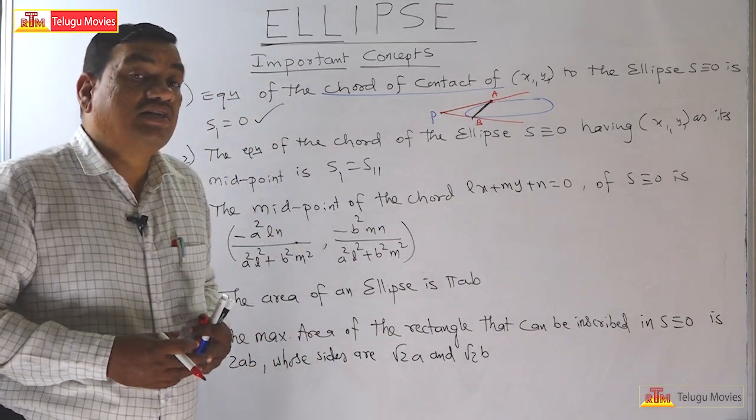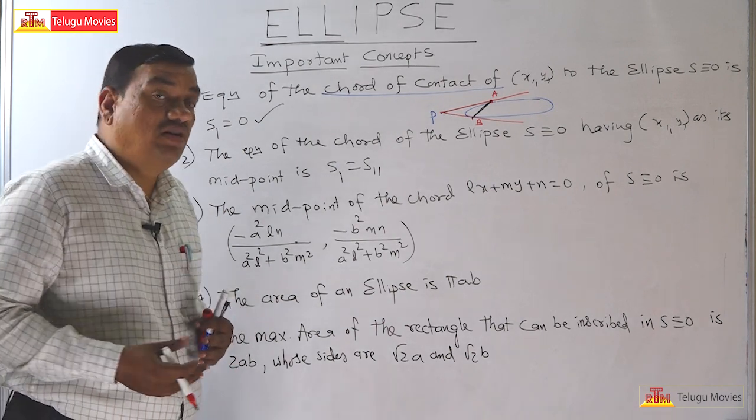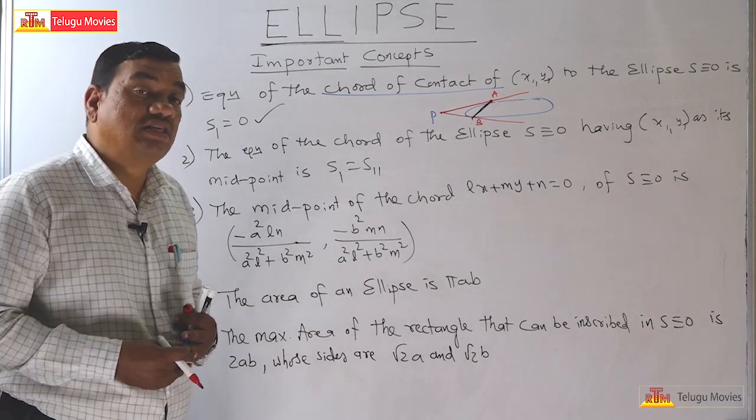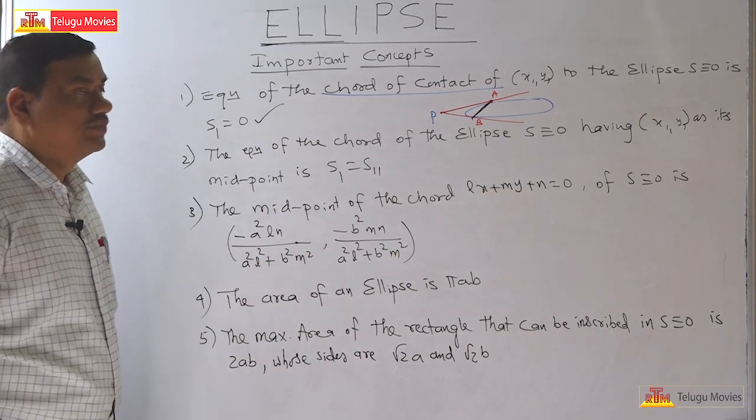So in place of x square, substitute xx1. In place of y square, substitute yy1. In place of 2x, substitute x plus x1. In place of 2y, substitute y plus y1. Like that you will get S1 is equal to 0, right?